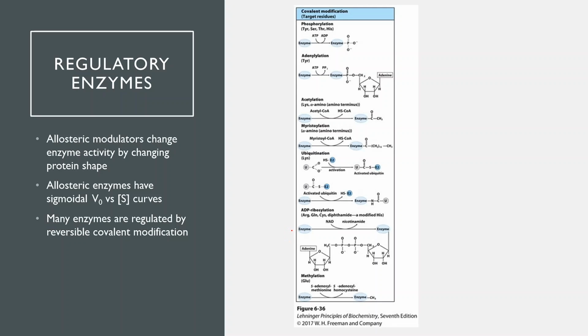Usually these groups, when they're added, will obviously change the shape. So if you add a big negatively charged phosphate group, for example, or a big bulky ADP or adenyl or AMP group to an amino acid, that's going to have a big impact on the overall shape of the protein. That'll change the shape of the active site. And so sometimes these modifications can increase activity, sometimes they decrease activity. It just depends on where the modification occurs.